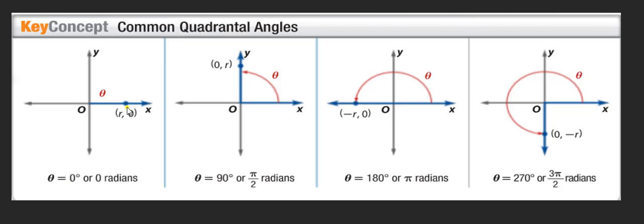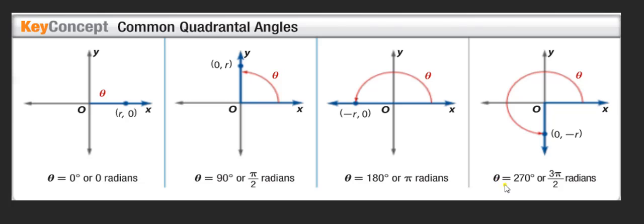When theta is 0, notice that the initial side and terminal side overlap. And also when theta is 90. When theta is 90, the initial side is on the positive x-axis and the terminal side lies on the y-axis. Now again, when theta is 0, both the initial and terminal sides lie on the positive x-axis. When theta is 180 degrees or pi radians, the initial side is on the positive x-axis and the terminal side is on the negative x-axis.